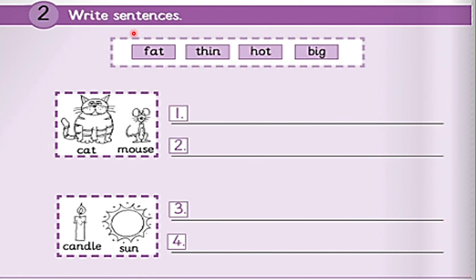Now, my students, write sentences about the pictures you have here. You have adjective fat, thin, hot, big. So here we have cat and mouse. I will write one sentence and I want you to write the rest of the sentences as a homework. The mouse is thinner than the cat. Can you see the mouse? The mouse is thinner than the cat.